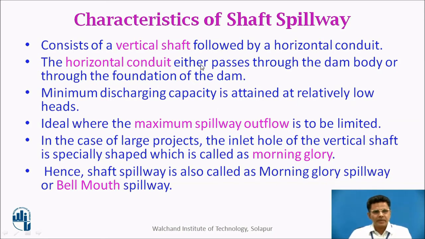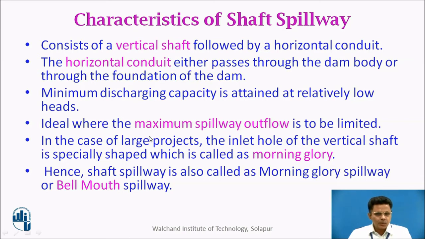Characteristics of a shaft spillway. A shaft spillway consists of a vertical shaft followed by a horizontal conduit or pipe. The horizontal conduit either passes through the dam body or through the foundation of the dam. Minimum discharging capacity is attained at relatively low heads.